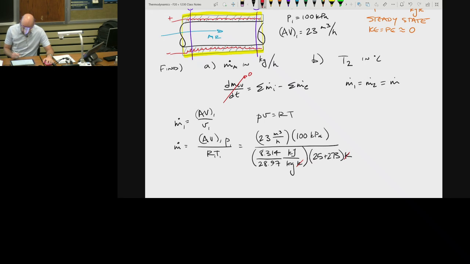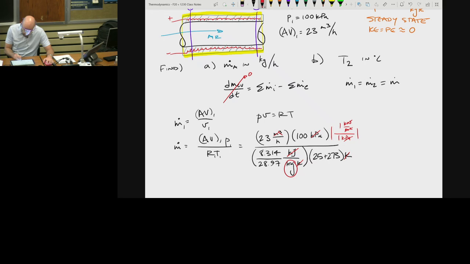Kelvin goes away. Okay, I have kilopascals here. Let's check what kilopascal is. 1 kilopascal is 1 kilonewton per meter squared. Okay, so kilopascals go away, and some of my meters go away. And now I have a kilonewton times a meter. A kilonewton times a meter is a kilojoule, which goes away.